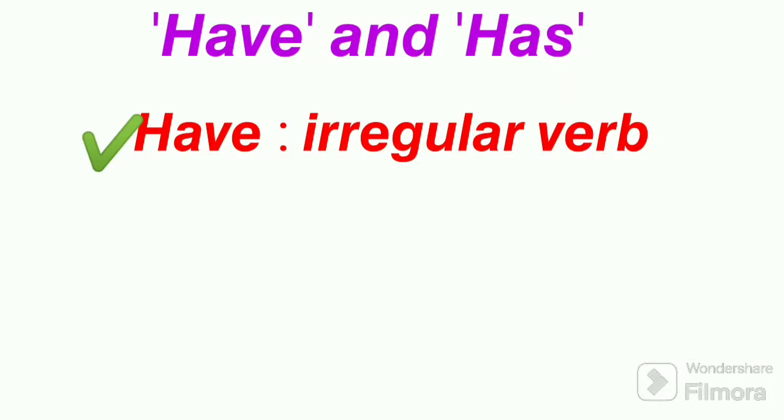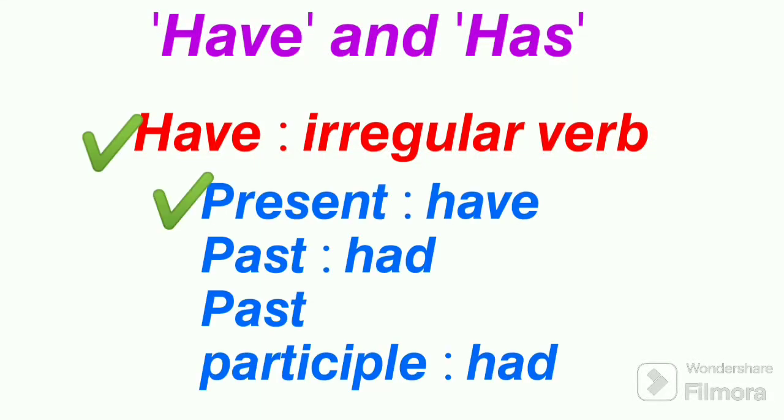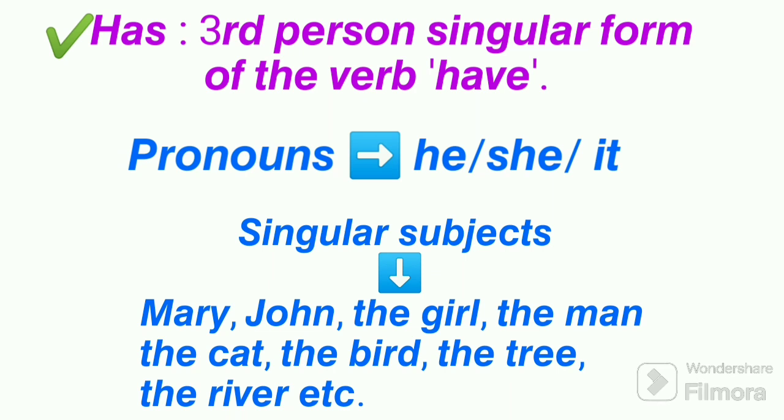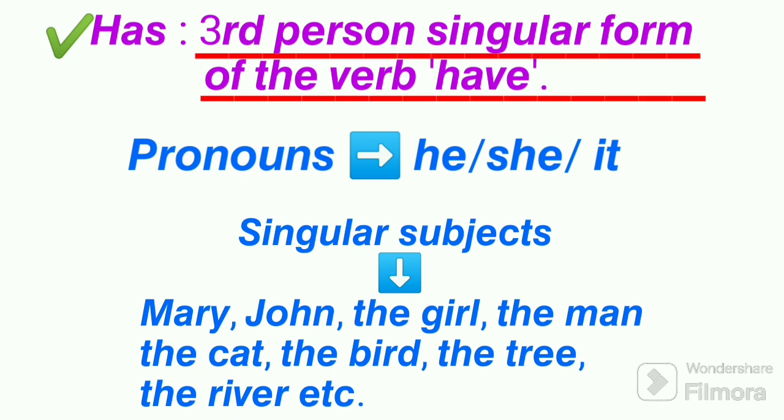The verb have is an irregular verb. Its simple present form is have, simple past form is had, and past participle form is also had. The verb has is the third person singular number form of the verb have.